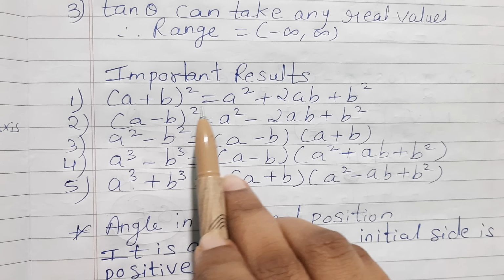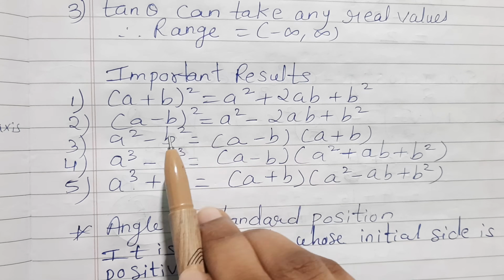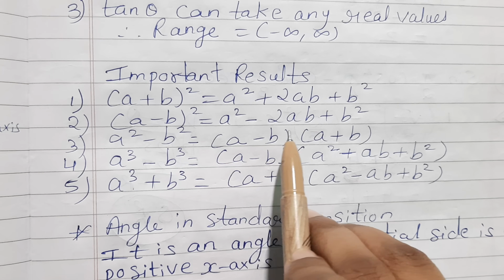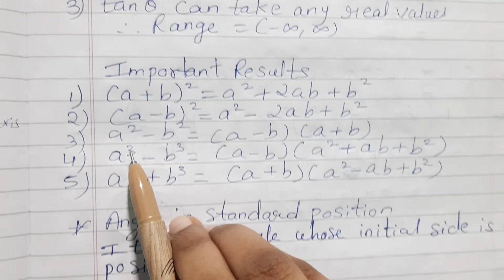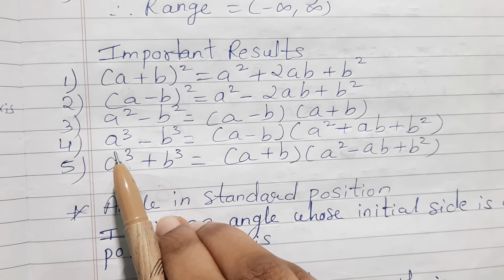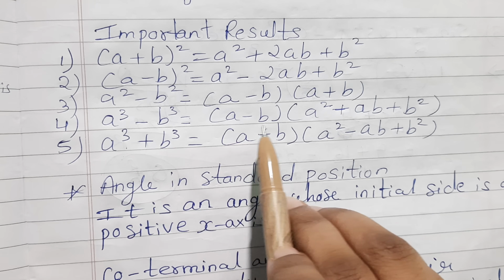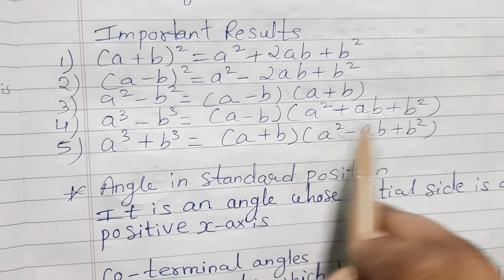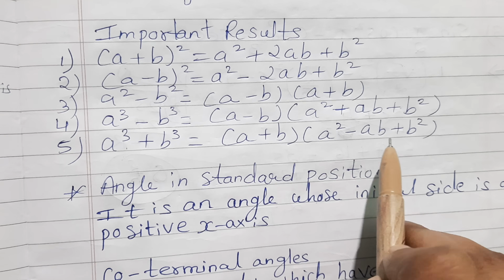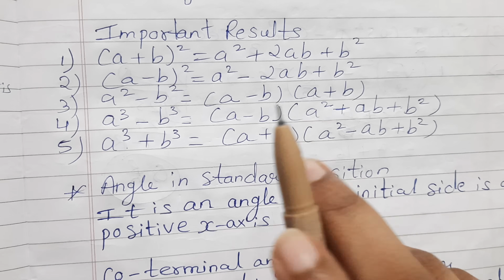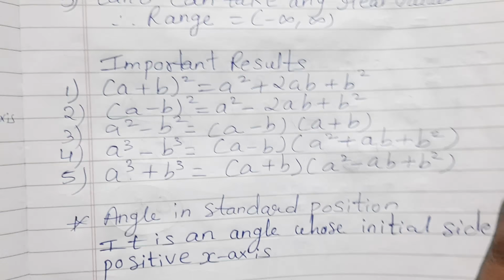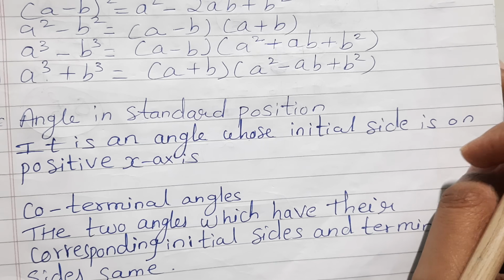So here, take this important result: (a + b) the whole square is equal to a square plus 2ab plus b square. (a - b) the whole square is equal to a square minus 2ab plus b square. The third one is a square minus b square is equal to (a - b)(a + b). The fourth one is a cube minus b cube is equal to (a - b)(a square plus ab plus b square), and the fifth one is a cube plus b cube is equal to (a + b)(a square minus ab plus b square). You need to know these formulas because they are very important to solve some kinds of problems which I will be going through.